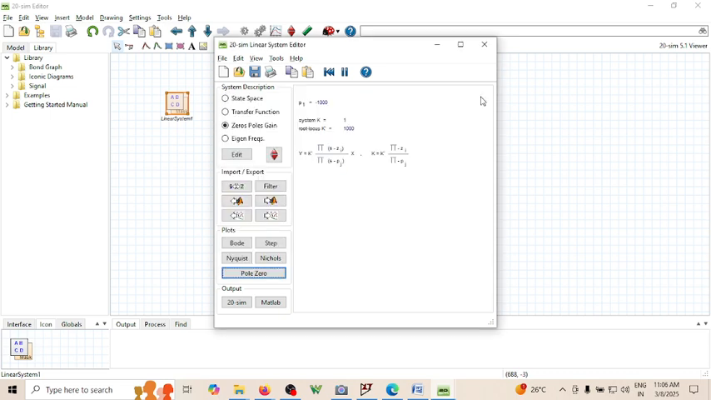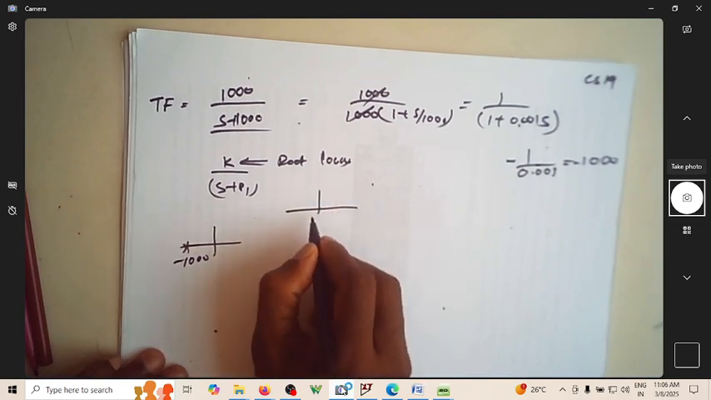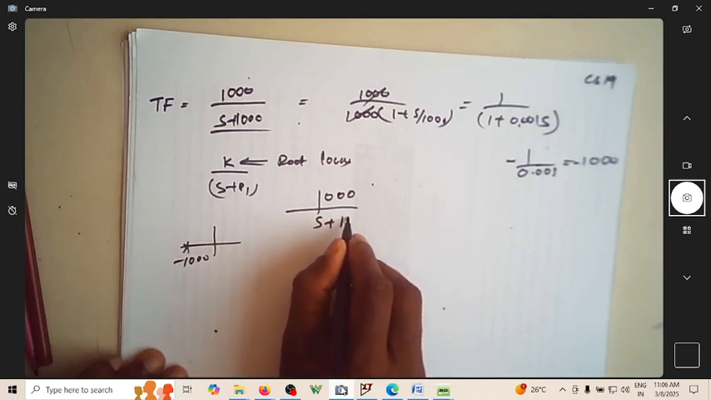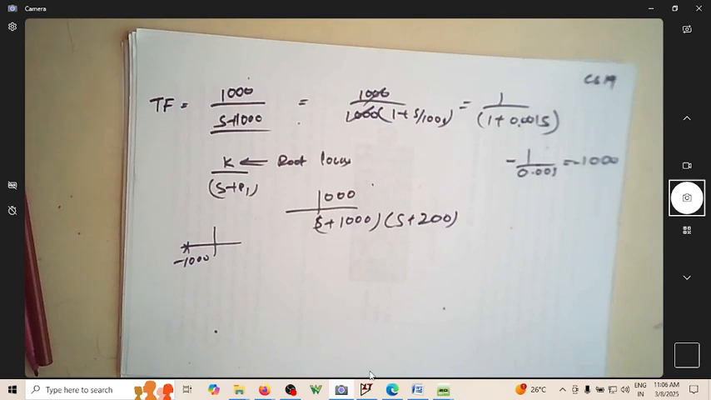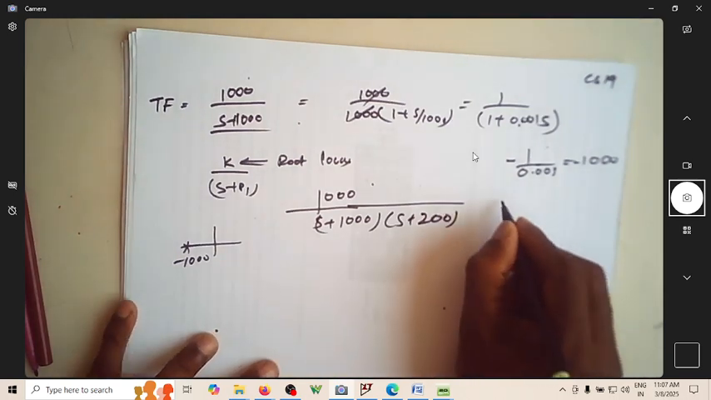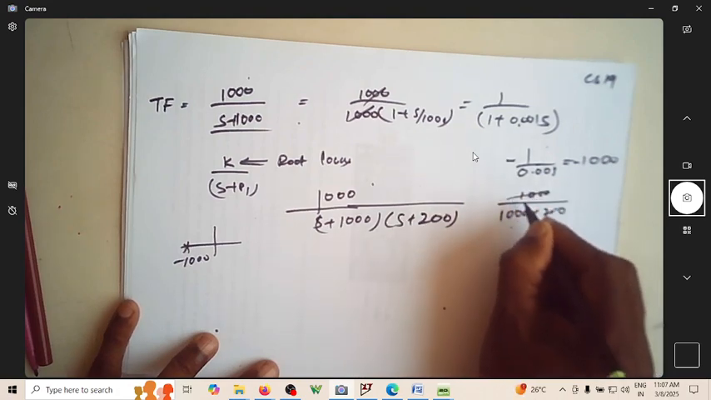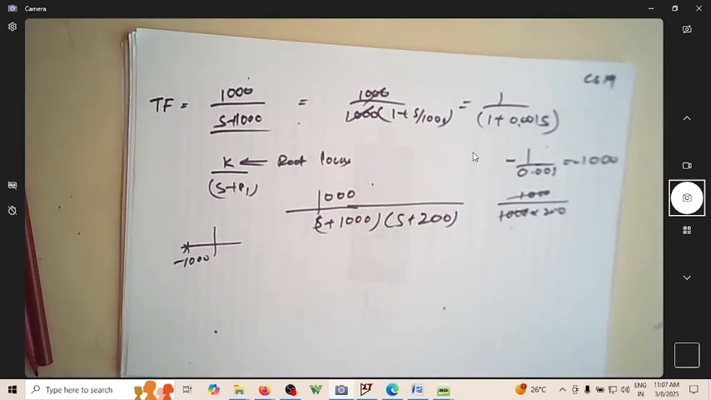Now can I add one more pole? What I'll do, I will just go back here and I'll add. So this is 1000 by S plus 1000, and let me add S plus 200. So my root locus gain, let it be 1000. So what is the expected system gain? System gain is, now you take out 1000 outside, 200 outside. So then this will go. What is 1 over 200? 1 over 2 is, so 1 over 200 is point not.